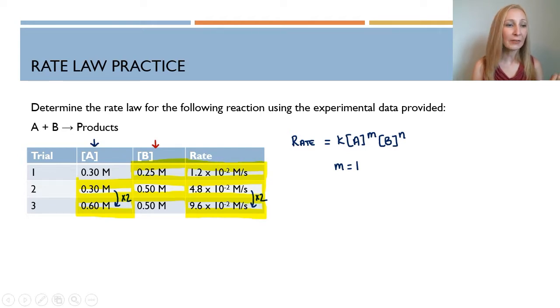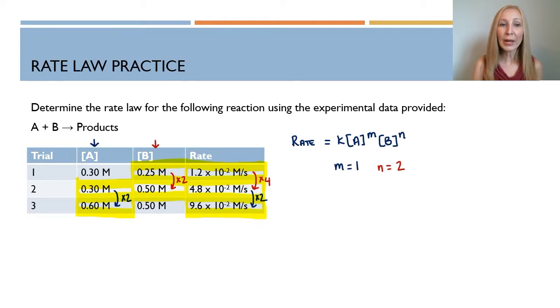Now B, if I increase B from 0.25 to 0.5, what does that do to my rate? Well, first of all, increasing from 0.25 to 0.5, that's doubling my B. What does that do to the rate? That increases it from 1.2 to 4.8. That increases it by a factor of 4. That means that this is a second order reaction. So N is going to equal 2. So that superscript there, or to the power, that power is going to be 2.